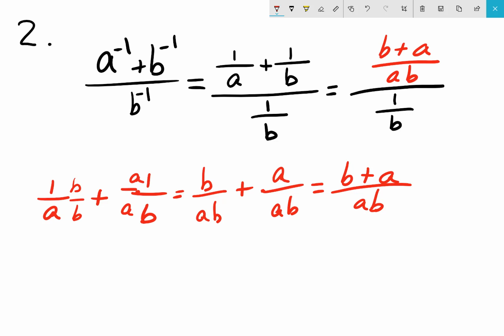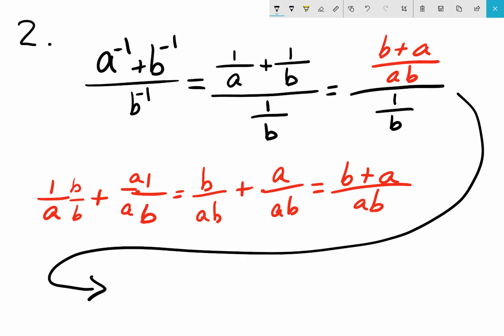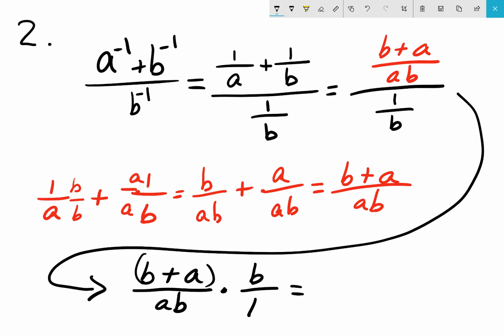All right, and now, just like I did on the last problem, I'm going to change this division, b plus a over ab divided by 1 over b. I'm going to change it to multiplying by the reciprocal of that divisor, which is the denominator. So that's going to be b plus a over ab times the reciprocal of the denominator, which is b over 1. Flip it upside down. So you're multiplying b over 1 times b plus a over ab.